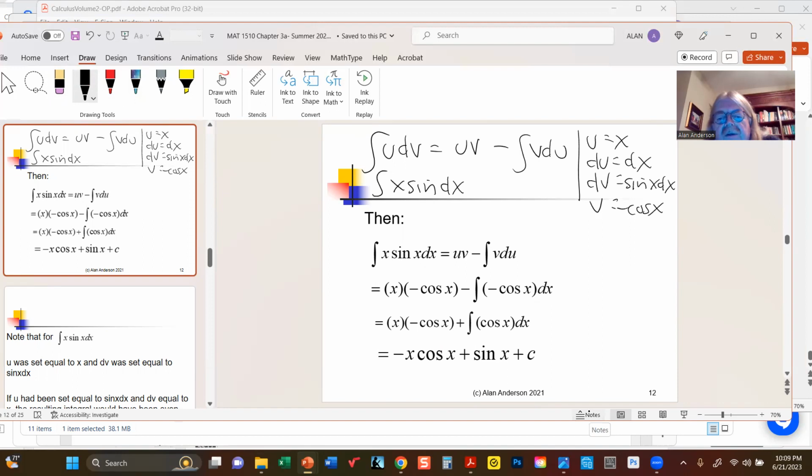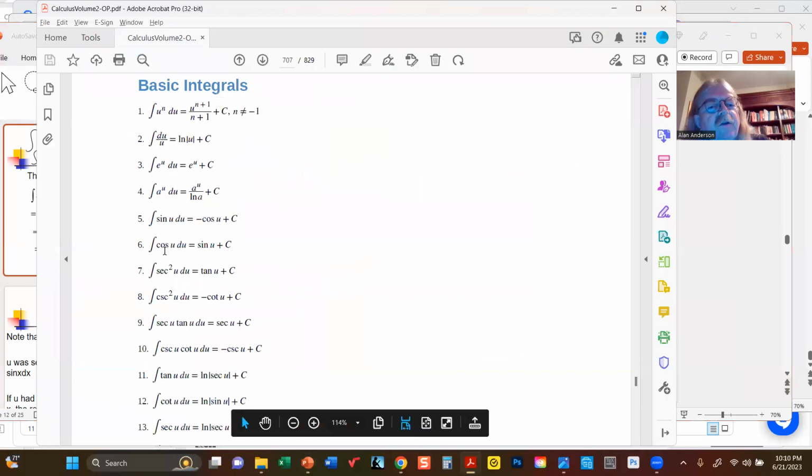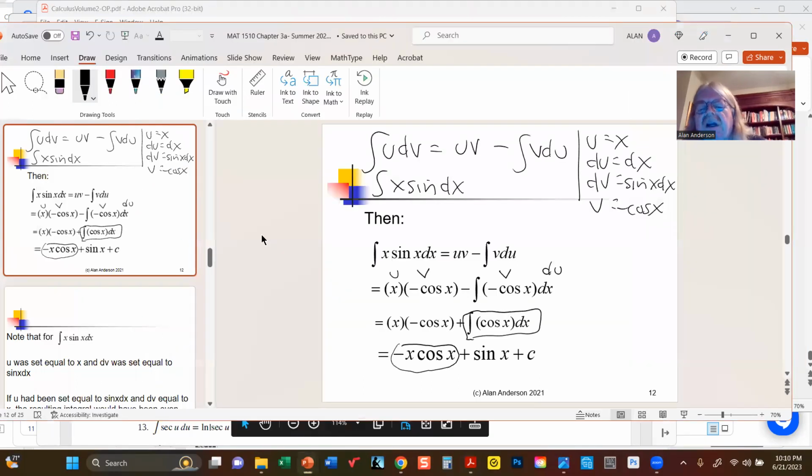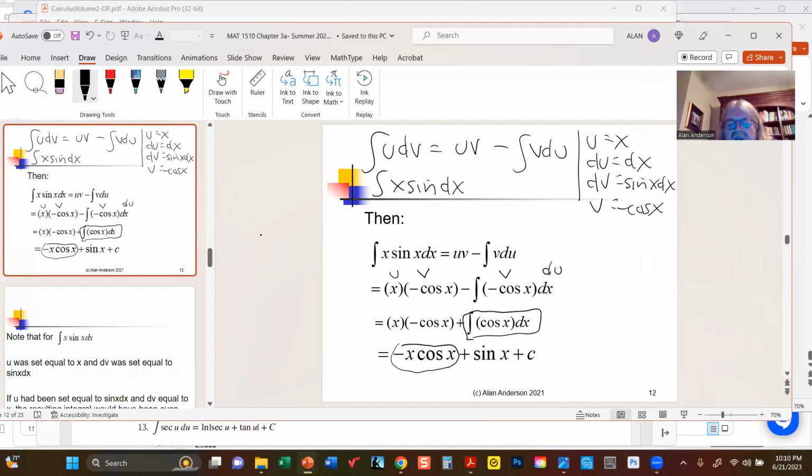Okay. So here we have u, v, minus the integral of v du. On the left-hand side, we simply have minus x cosine x. But here, you may want to consult with the table. And if you do, the integral of cosine u du is simply sine u. And now here for the first time, you're going to see the constant.